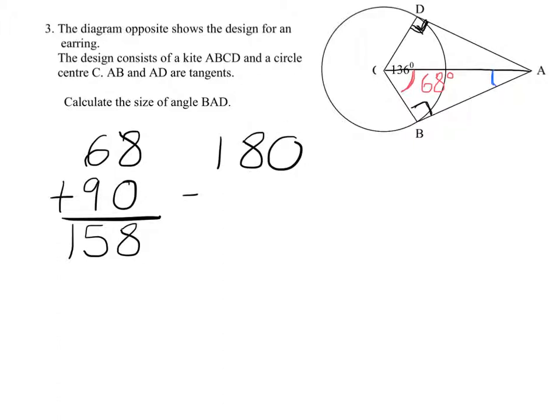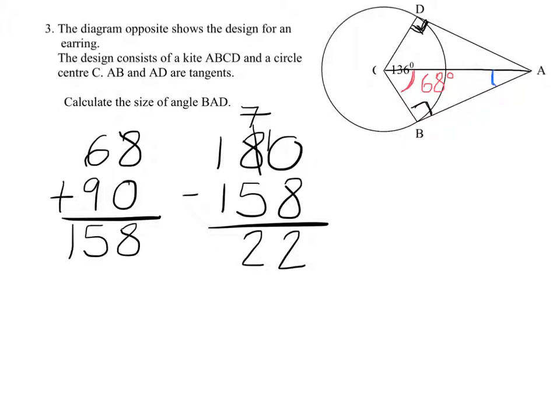So 180, take away 158. Again, if you can do it in your head, that's fine. 0 take away 8, you can't do. So go to the 8, cross it out, make it 7, and carry 1 back. That gives us 10 take away 8, which is 2, 7 take away 5, which is 2, and 1 take away 1, which is nothing, which leaves us with 22 degrees, which is the size of this blue angle in here.